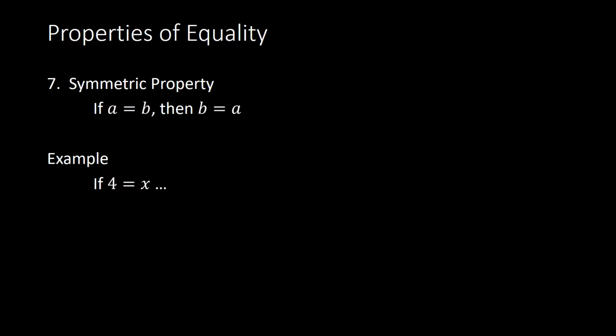The sixth property of equality is what's called the reflexive property. And this simply says that something is equal to itself. So A equals A, B equals B, or 4 equals 4. So anything is equal to itself. The seventh property of equality is the symmetric property. And this property says that if A equals B, then B equals A. So basically, I can switch the order that the equation is written. So another example would be if 4 equals x, then x equals 4. So we can switch the order, and it does not change the equation.